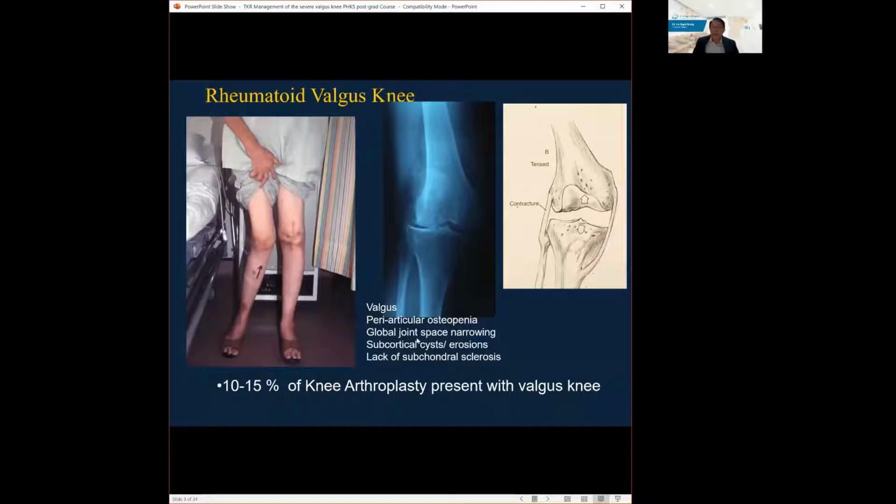Rheumatoid arthritis is a common cause for the valgus knee. It is an inflammatory arthritis that causes erosive damage to the cartilage. The knee therefore can be in valgus, can be in varus, or can be in neutral alignment, or the patient often presenting with a windswept deformity.